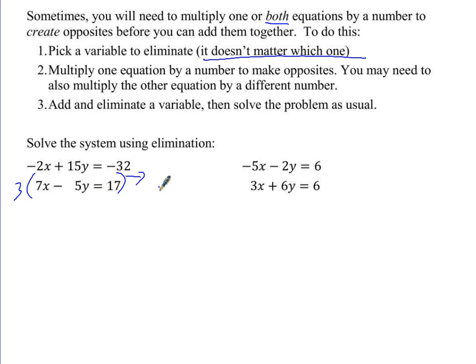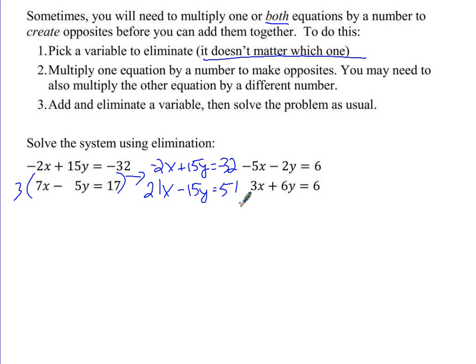So now I draw my arrow over just like we were doing before. I did not do anything to the top equation, so I just rewrite it. -2x plus 15y equals -32. I'm rewriting the top equation. Now I rewrite the bottom equation, but I distribute the 3 all the way through. So what do I get? 21x minus 15y. Notice that those are opposites, so now when I add, they'll disappear. Equals, 17 times 3 is 51.